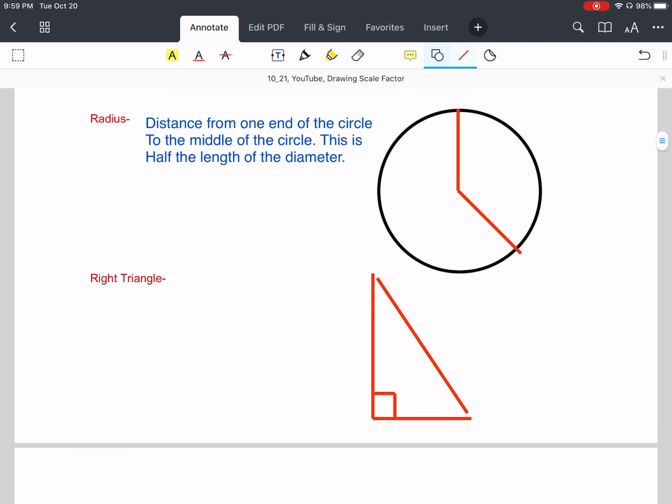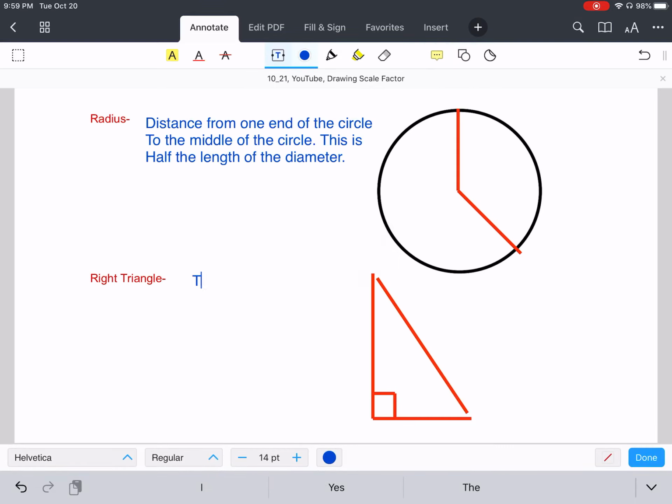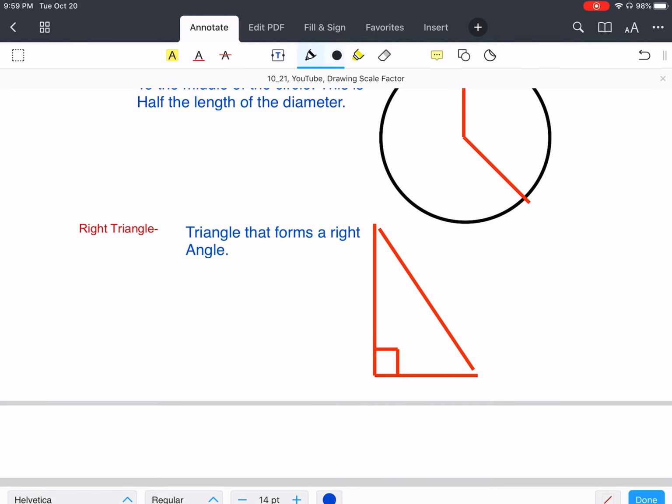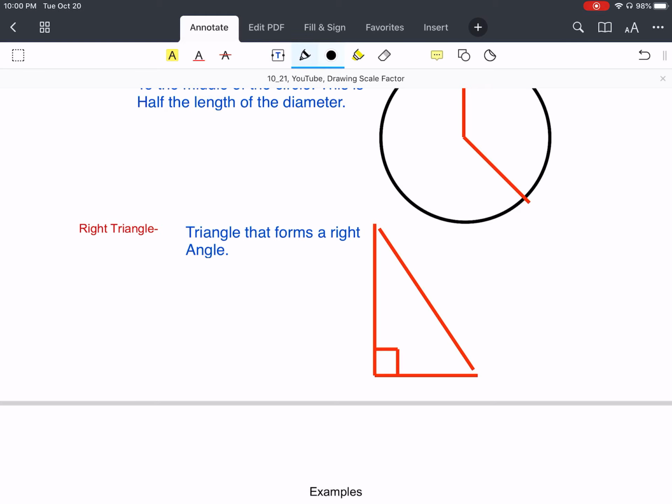A right triangle. So a right triangle is simply a triangle that forms a right angle. And not all triangles do this, but right triangles are nice because they are easy. And a right triangle is labeled with this box, which represents a right angle. So if you draw a triangle that is meant to be a right triangle, draw that little box in the corner of the right angle, or the 90-degree angle, so that way people know that it is a right angle.